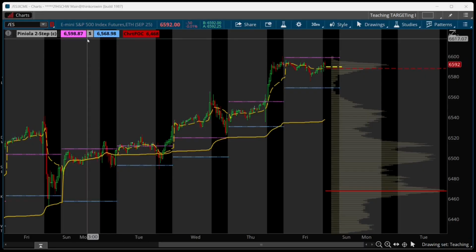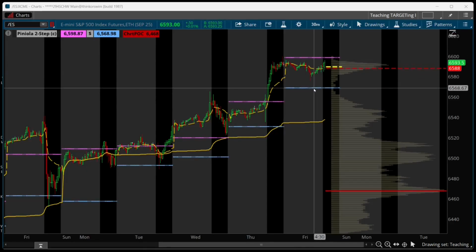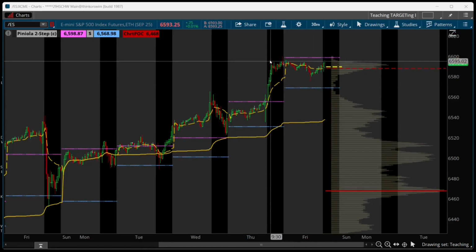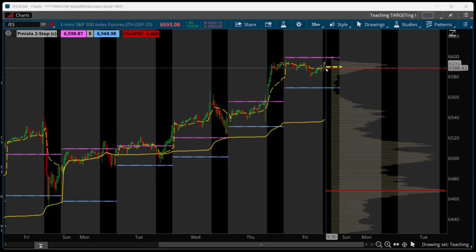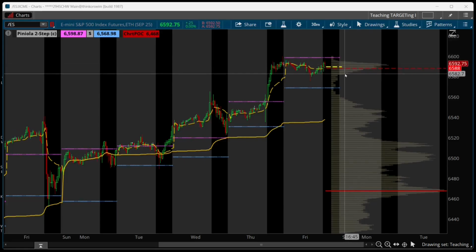And the same way with value area high and value area low, these dotted areas right here. Remember, these are from the day before, not today's. The point of control is from today. The volume profile will be from today.